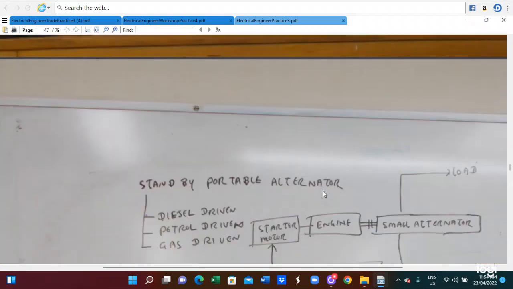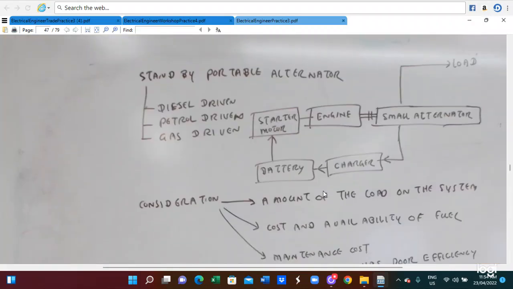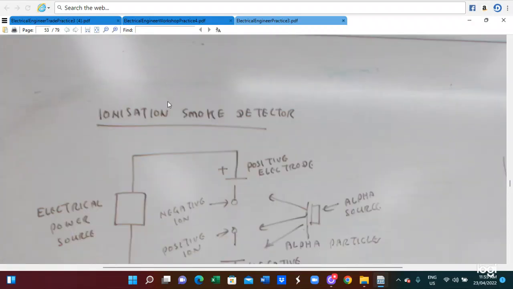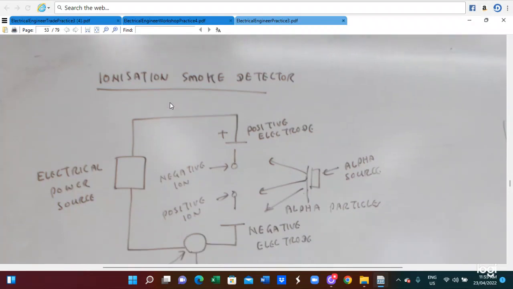So this is the connection for the standby engine-based alternator system. The alternator is driven by a diesel engine, petrol engine, or gas turbine system. They can be utilized to drive the alternator system. The next one, another emergency system, includes the ionization smoke detector system.